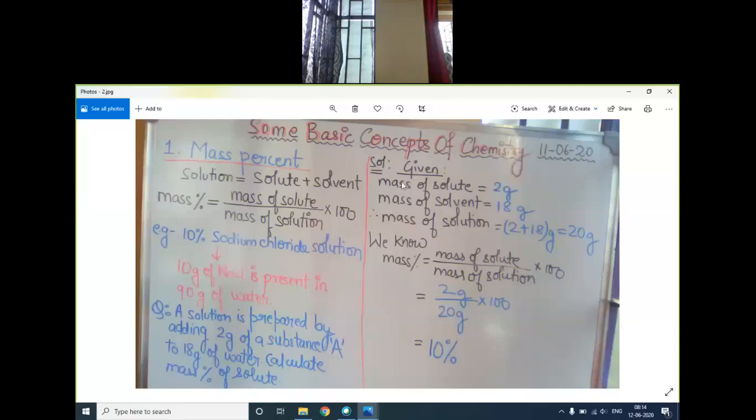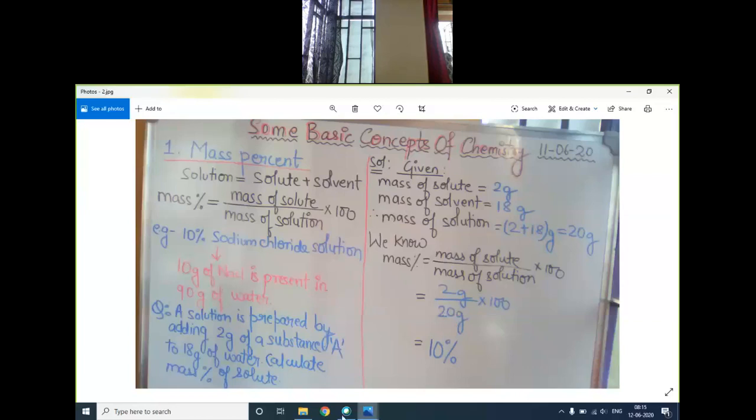So here I have written, the given mass of solute is 2 gram, mass of solvent is 18 gram, mass of solution will be solute plus solvent mass, 2 plus 18 gram, that will come 20 gram. And we know the formula of mass percentage, mass of solute divided by mass of solution into 100. So mass of solute here 2 gram divided by total mass of solution 20 gram into 100, as we are converting into percentage, so it will come 10%.